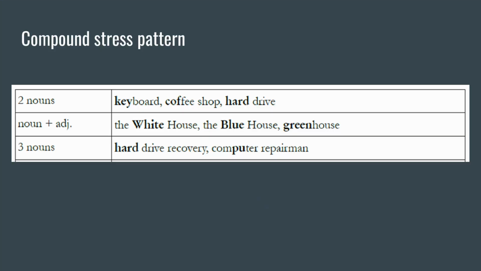There are also compound stress patterns with compound words, and I think this is maybe an old Anglo-Saxon pattern, I'm not sure, because modern German does the same thing, I think. With two nouns in a compound, whether they're written together or spelled as separate words, doesn't matter. Main stress, primary stress, goes on the first noun, and the other nouns get secondary stress. So keyboard, coffee shop, hard drive. That also includes compounds made with an adjective like the White House, blue house, greenhouse, and so on.